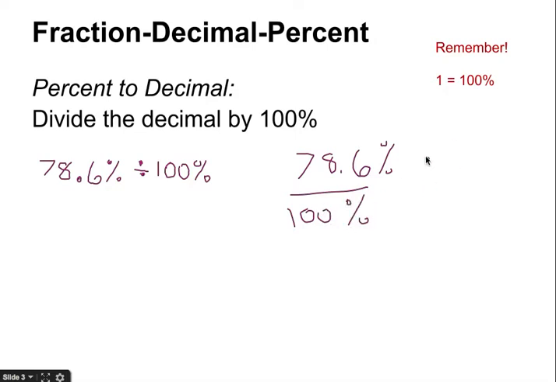The reason I want to point that out is because whenever you divide something by itself, you will get 1. So let's look at the percent. If I divide this percent by that percent piece, I've just turned that into 1. So that means when I divide 78.6 by 100, I'm just going to move my decimal point, and I'm going to have 786 thousandths. And that's my answer. 78.6% is the same as 786 thousandths. Okay?